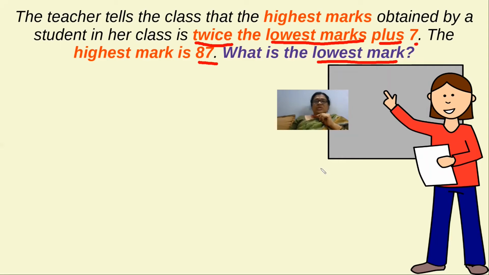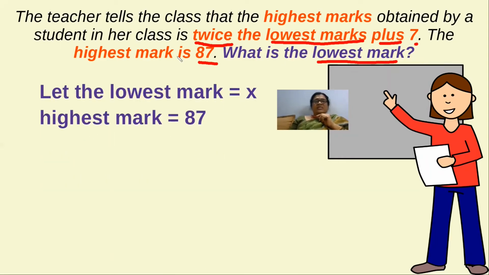So in this problem, you have to take this lowest mark as X. And it is given that the highest mark is 87. See here, the highest mark is equal to twice the lowest mark plus 7. That is, lowest mark is X, twice of X is 2X, and plus 7. So this will be equal to 87.